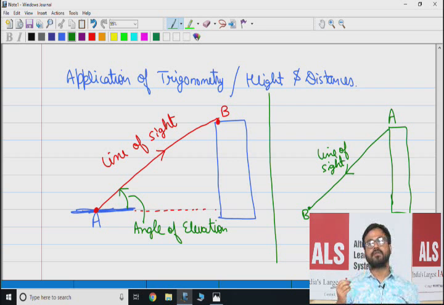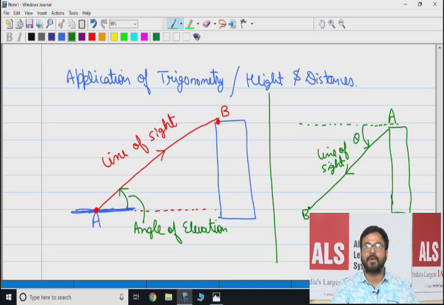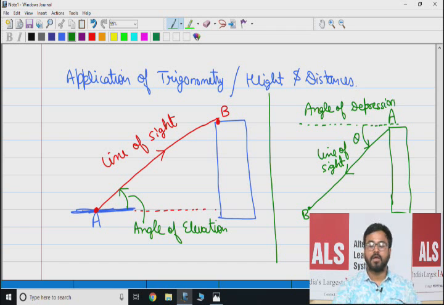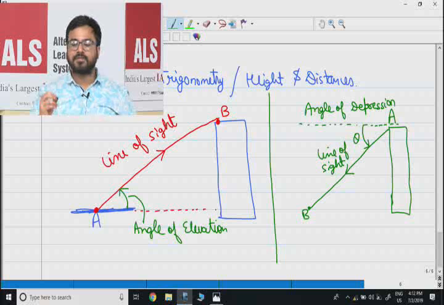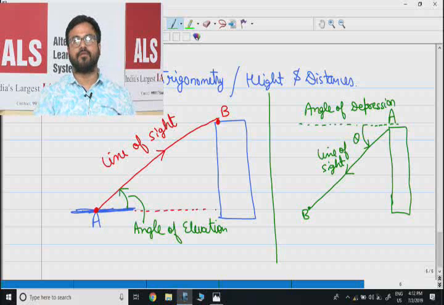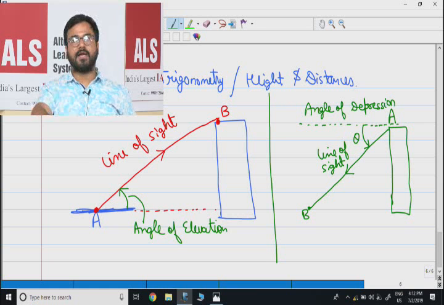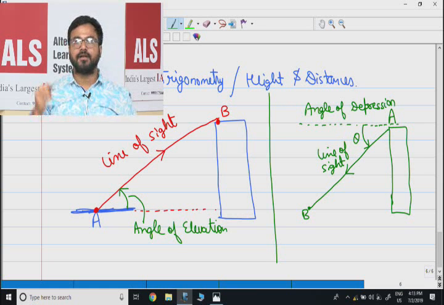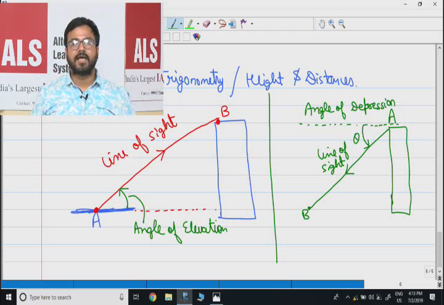Now, what angle is this line of sight making with the horizontal axis? Since the person is standing on the top, this is also the horizontal axis. So, the person is making this angle with the horizontal axis, and this angle is known as the angle of depression. Why is this known as the angle of depression? Because when you are looking at something which is at your lower level from where you are standing, you have to look downwards, and the angle formed by the line of sight with the horizontal axis is known as the angle of depression.